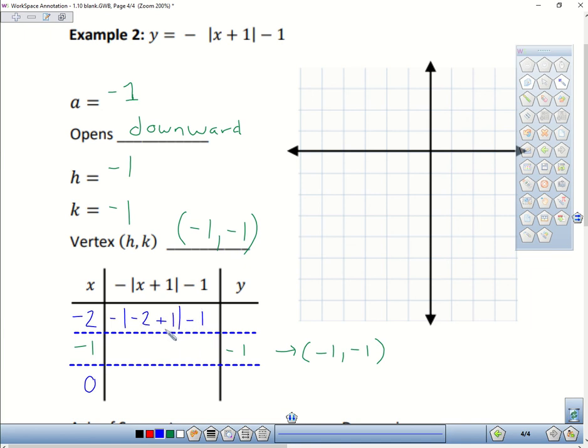So this is one that's kind of a very weird order of operations. So -2 plus 1 is -1. Then we have to make it positive because it's the absolute value, so it's 1. Then I have to make it negative again because of the negative outside here. So it's -1 minus 1, which is -2. Now we're going to do 0. So 0 plus 1 is 1. Absolute value of 1 is 1. Make it negative because of the negative sign on the outside. -1 minus 1 is -2.